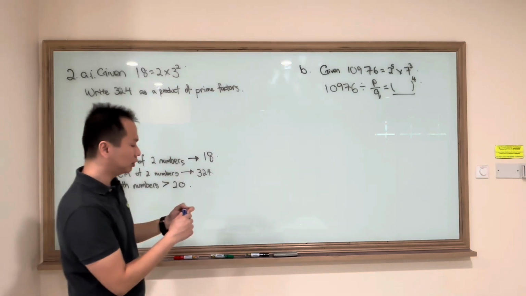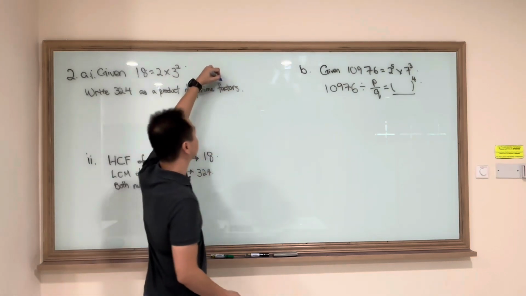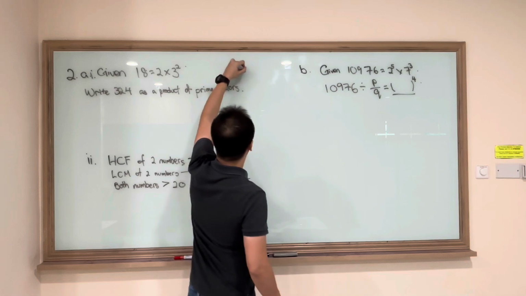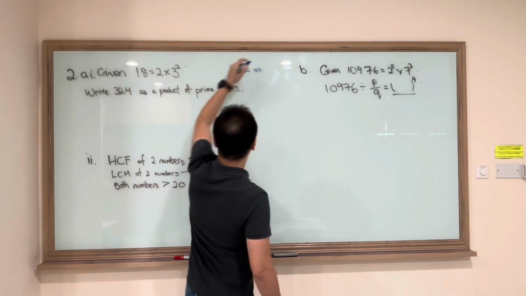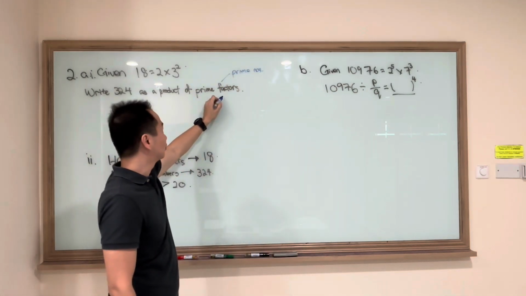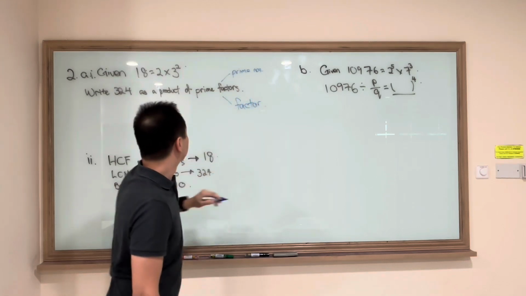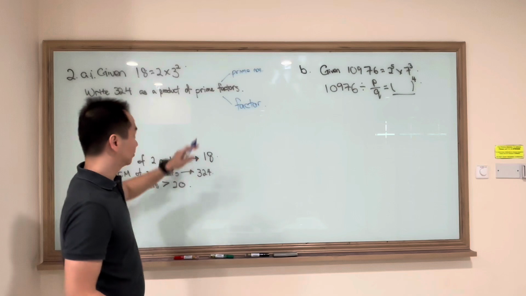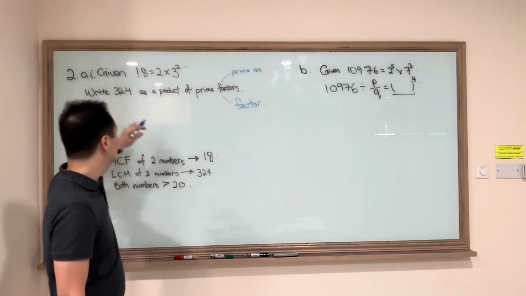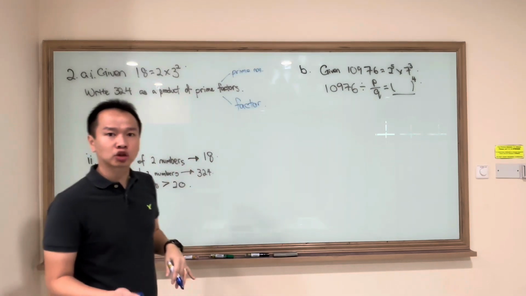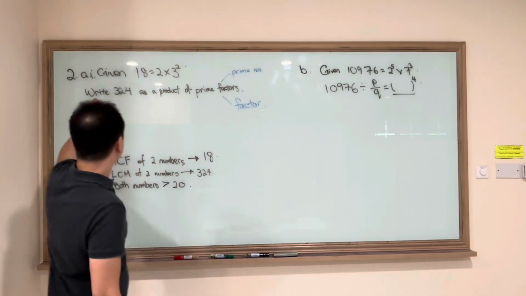So first of all, what do we know about prime factors? Prime factors are prime numbers that are also factors of another number. So how do we find the prime factors? We're going to use the successive short division method.